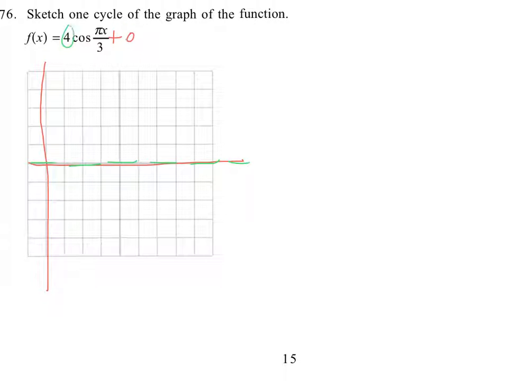We've got an amplitude of 4, so 1, 2, 3, 4. I'm going to draw some amplitude points in. 1, 2, 3, 4. Now I have boundaries in which to draw my graph. Again, I'd like us to remember that cosine looks like this.